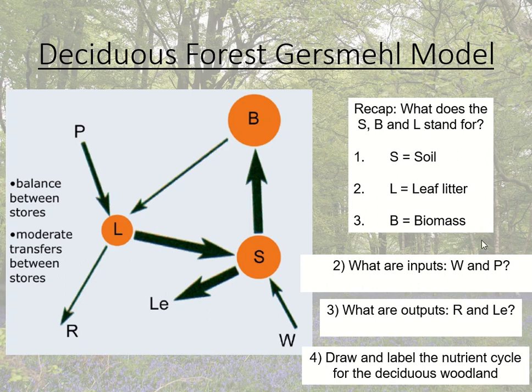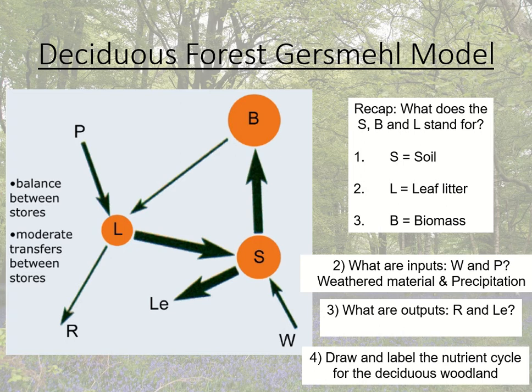The second challenge about your memory of Gersmehl models is what are the inputs of P, or W and P, okay? The W represents a word that is critical when it comes to inputting to the soil, and the P represents another critical word when it comes to inputs to the litter store. So what is W, what is P?